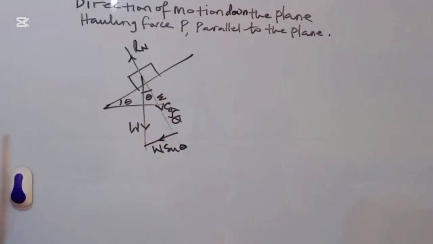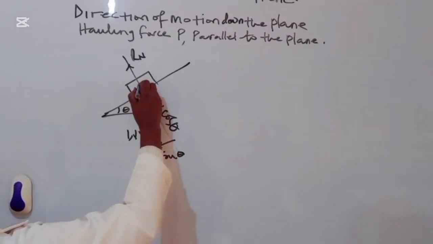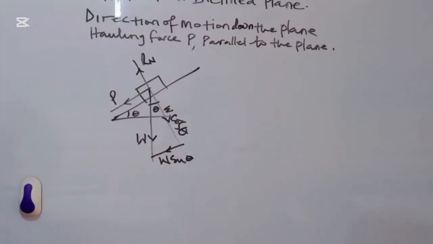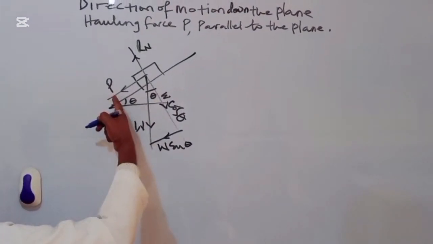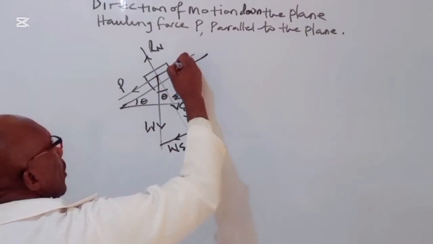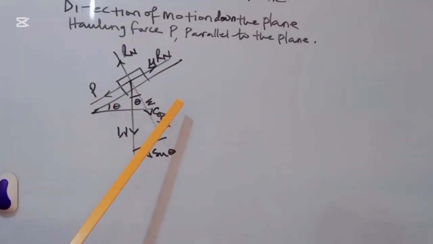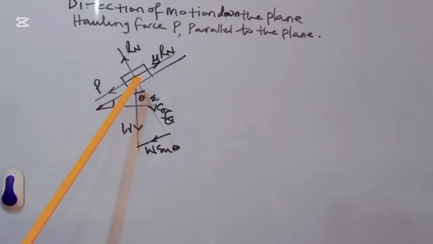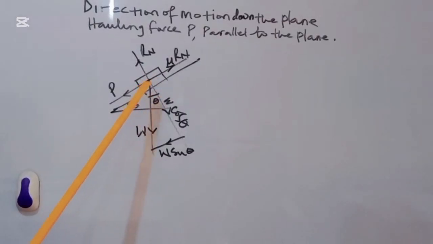Are we there? Mark you, the force P is trying to pull the body down the plane. So I'll represent this force by P. Now, the force of friction opposing P will act up the plane, which will be mu Rn. That gives us the system of forces acting on a body on a plane where the pulling force or the hauling force is P acting downwards.